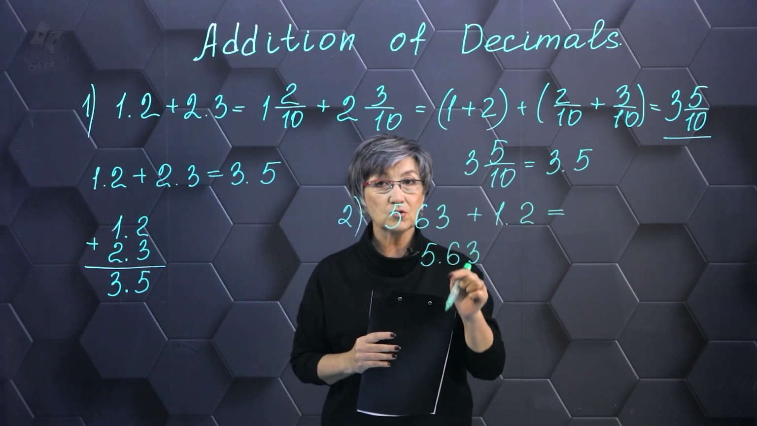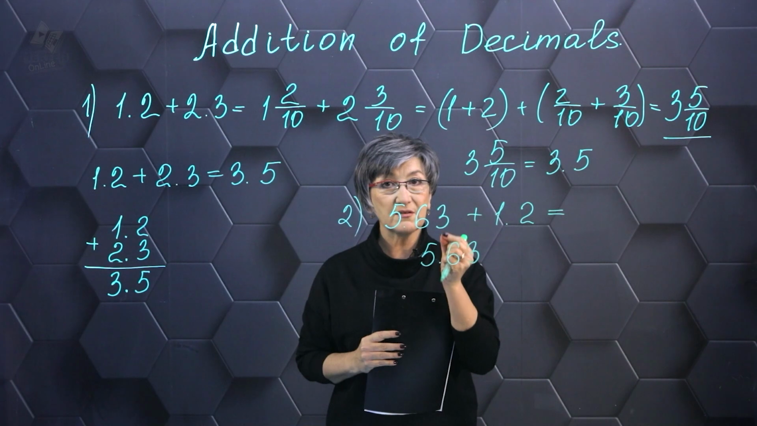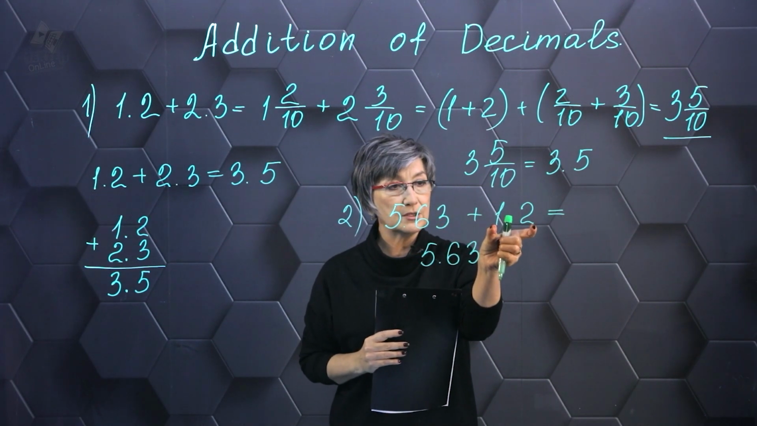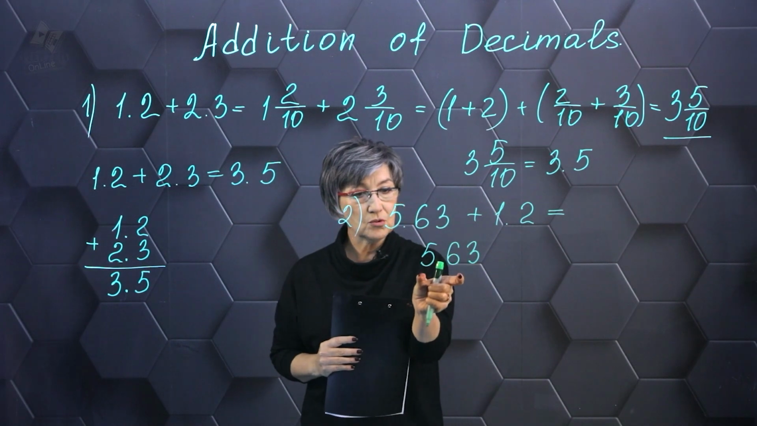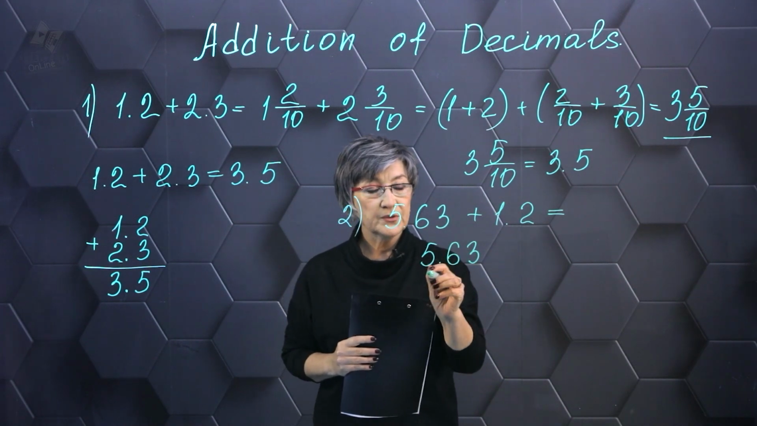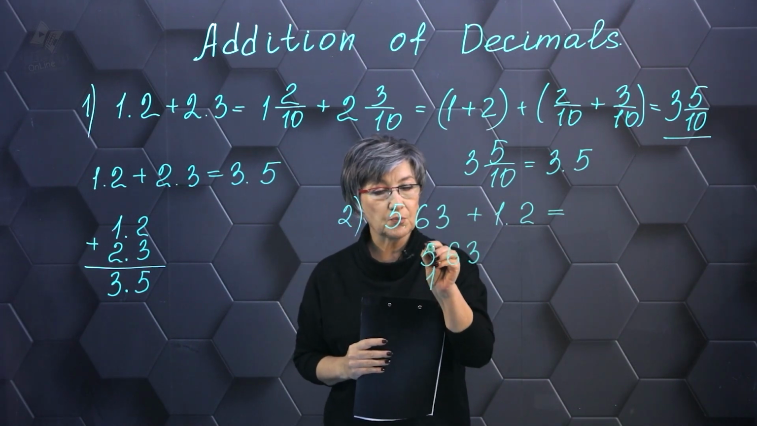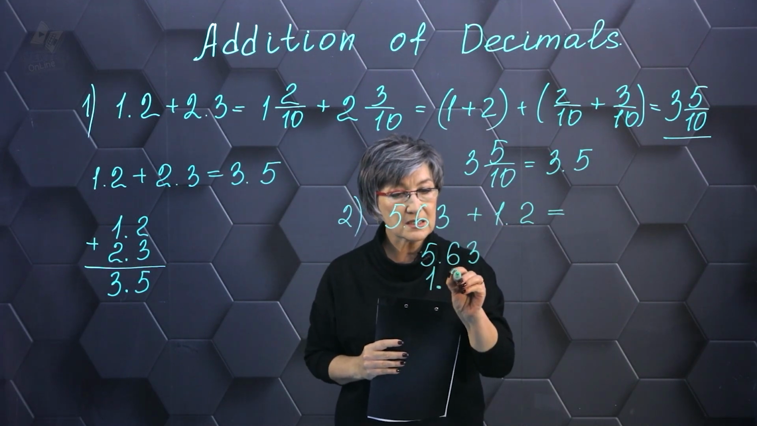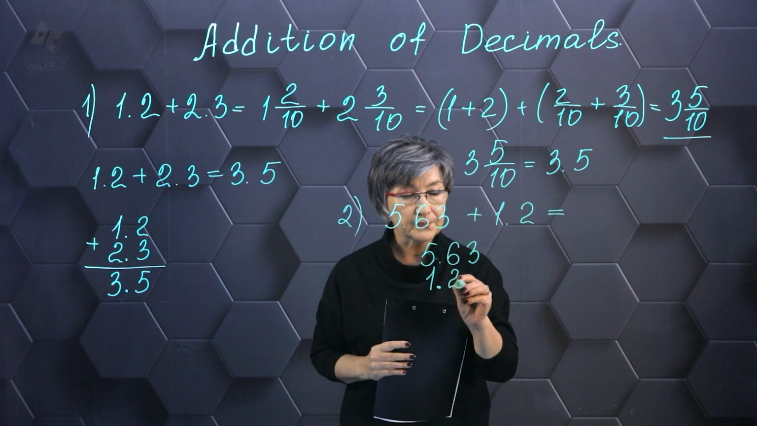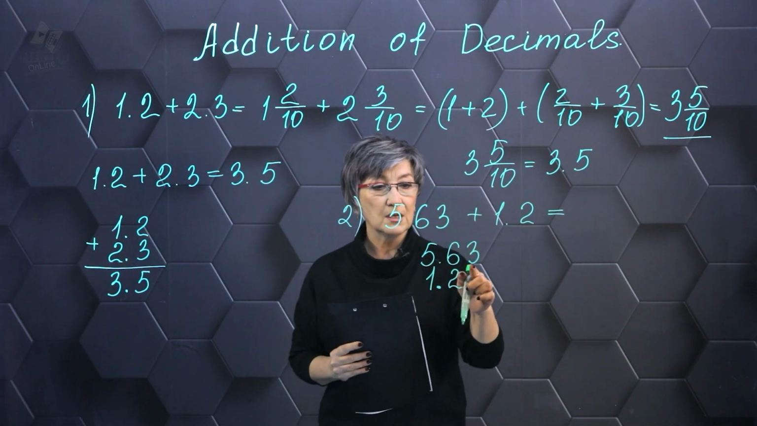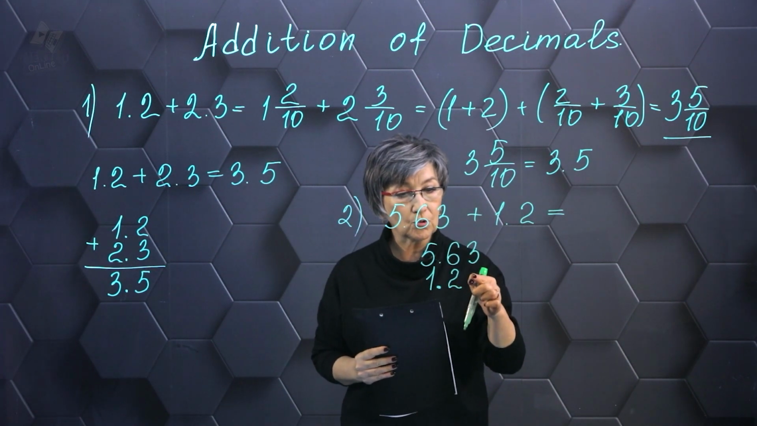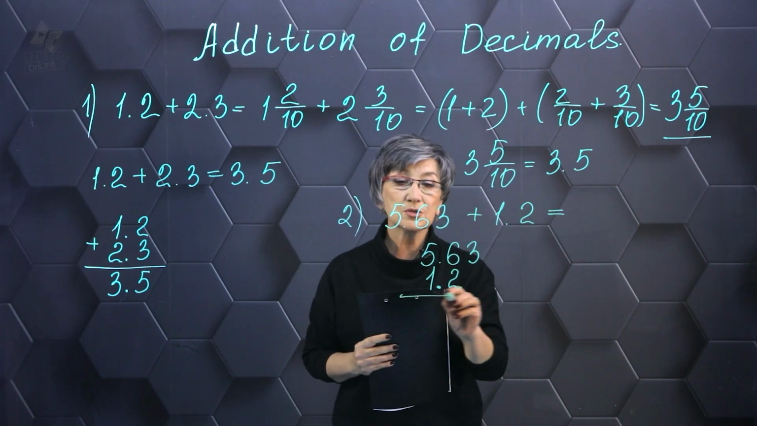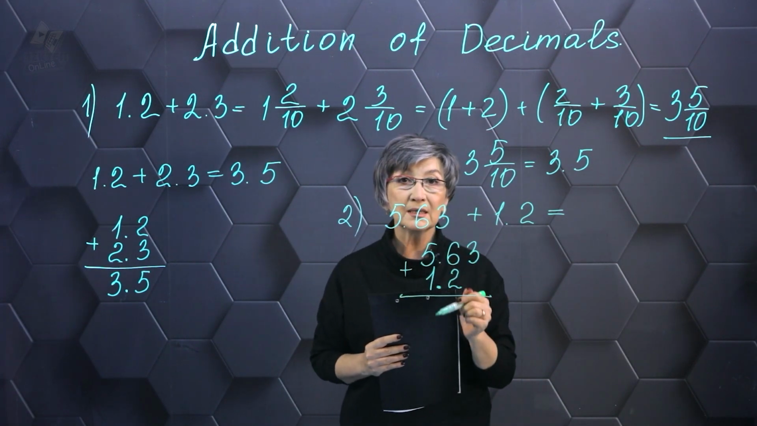We've talked about writing the whole part under the whole part, the point under the point. So I write 1 whole part under 5 whole parts, put a dot, and I write 2 tenths under the 6 tenths. But what's going on here? The thing is, we haven't written any number under the 3. So how do we add up the decimal fractions?